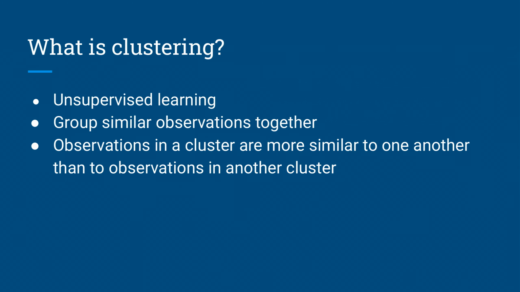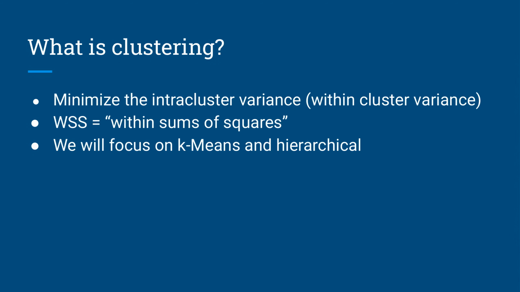Clustering is a form of unsupervised learning, used to group similar observations together in such a way that the observations in a cluster are more similar to one another than they are to observations in another cluster. More formally, we aim to minimize the intracluster or within-cluster variance, which we denote WSS for within sums of squares. There are many different clustering algorithms, but we'll focus on two of the most popular, k-means and hierarchical clustering.